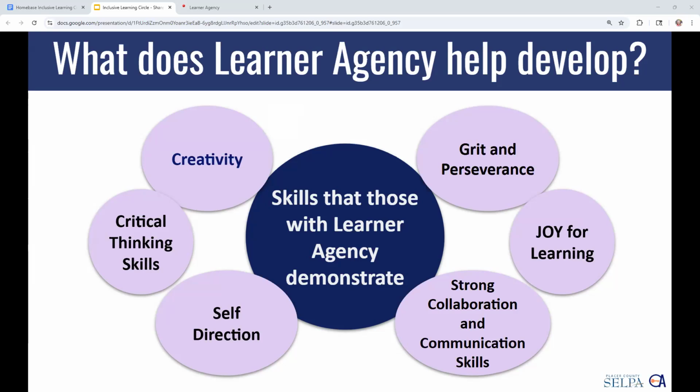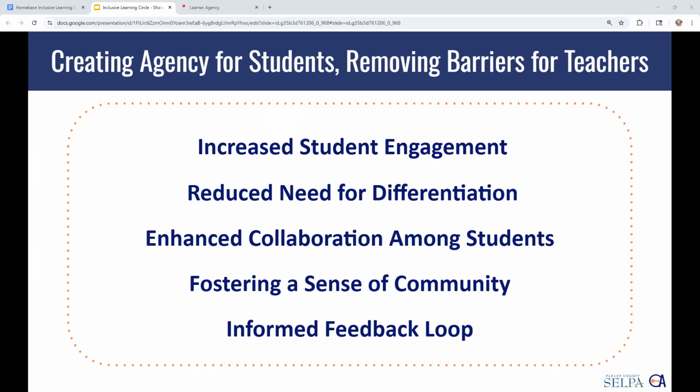They have the opportunity to become really, really creative and think critically. And of all of these, which are fabulous skills, I think the most important is really developing that joy for learning. I mean, we want all of our students to become lifelong learners. And so I think when they're really empowered to have that agency, they have so much more possibility for really developing a joy for learning.